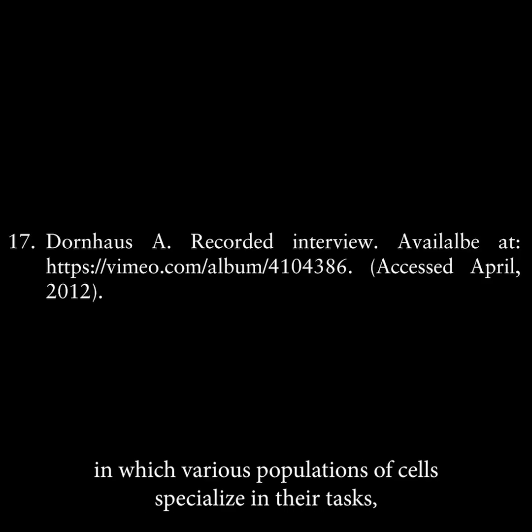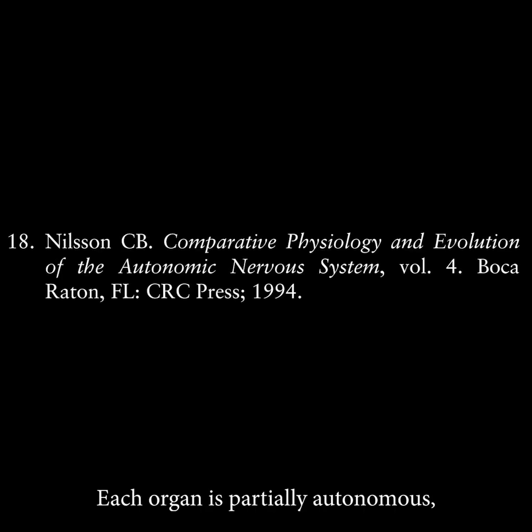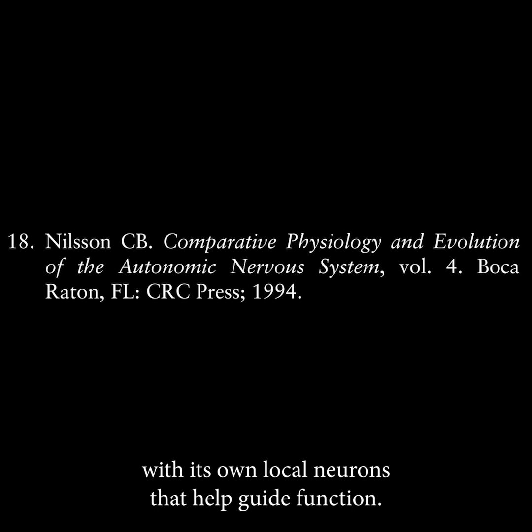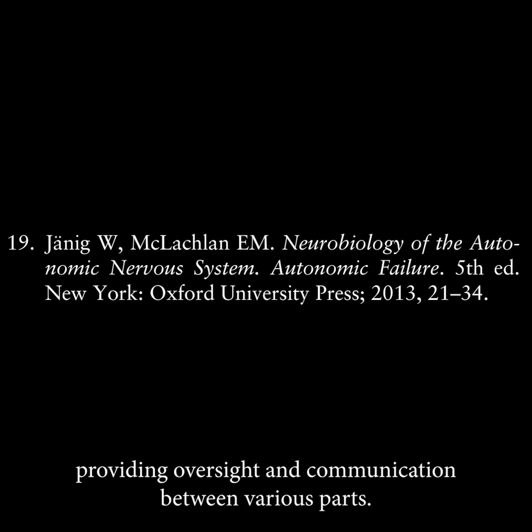The society of the body. The body can be thought of like a cooperative society in which various populations of cells specialize in their tasks, complementing and assisting each other. Each organ is partially autonomous with its own local neurons that help guide function. Neurons act as the local governmental administration to the society, providing oversight and communication between various parts.